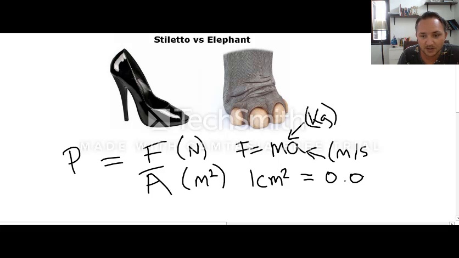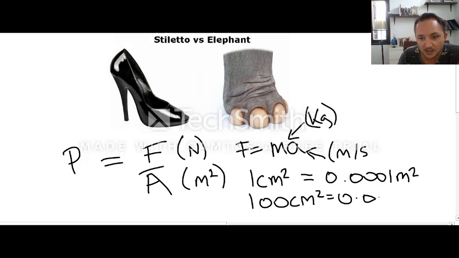Okay, it's actually 0.0001 meters squared. All right, and if we were looking at, for example, 100 centimeters squared, which is going to be the size of our elephant foot, that would be 0.01 meters squared. You see how the decimal place moves twice across there, so it'll actually be 0.01. All right, so important to know that.